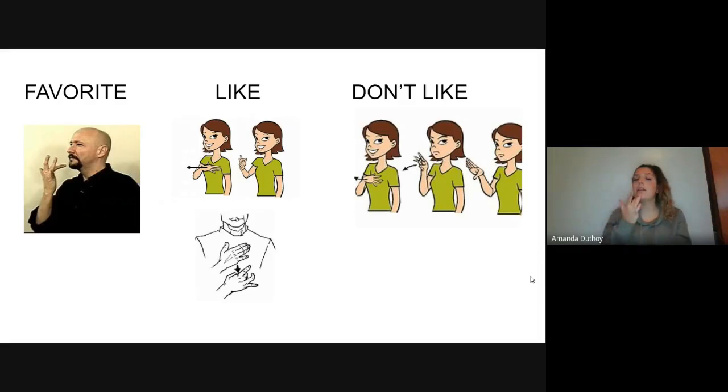So a sign for favorite, you're going to tell me your favorite animal or prefer. So my favorite color is purple. The sign for like, tell me 3 animals that you like. Like, so you're taking it from your heart because you like it. And don't like, you take it and you throw it out. Don't like. And notice how I shake my head. That's called negating, meaning don't like it, I shake it away, throw it out.